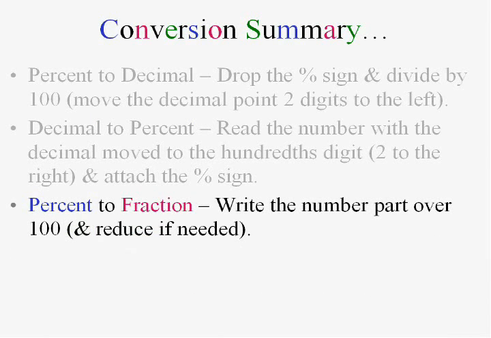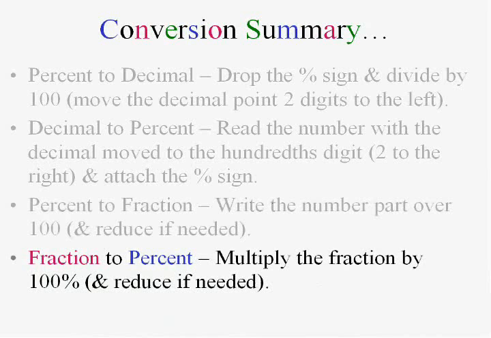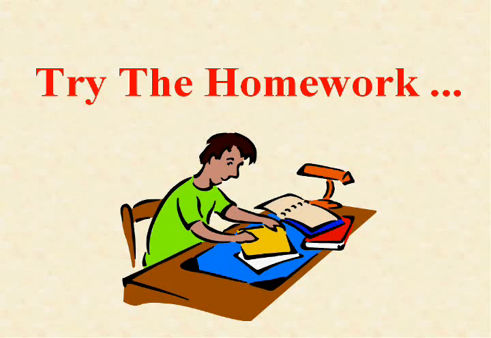To go from percent to fraction, write the number part over 100, just the number over 100, and then reduce. Or, if you need to get rid of the decimal, multiply by the appropriate value of 10. And to go from a fraction to a percent, multiply the fraction by 1 in the form 100%, and then reduce if you need to. Okay? That's all, folks.